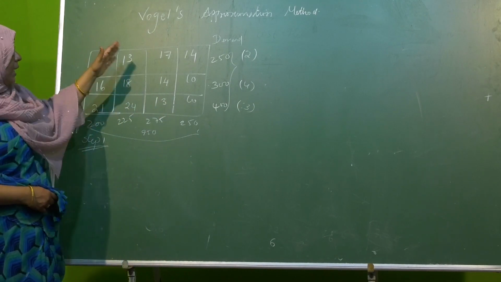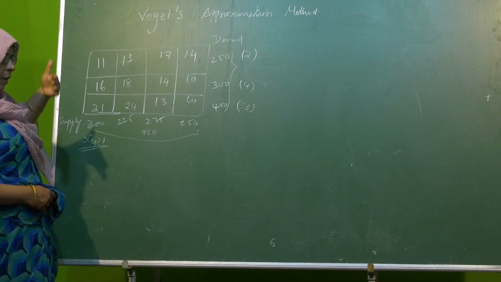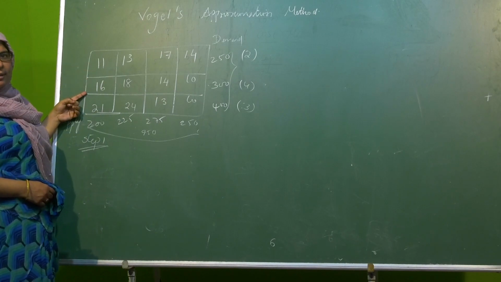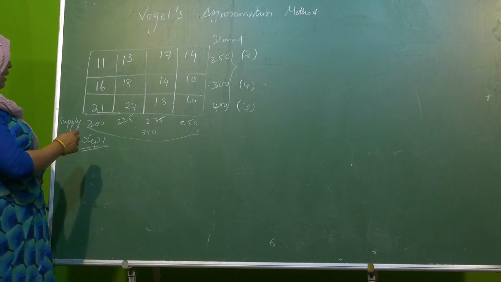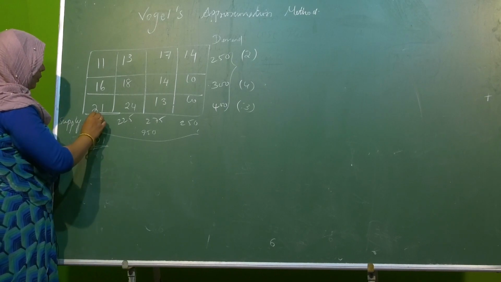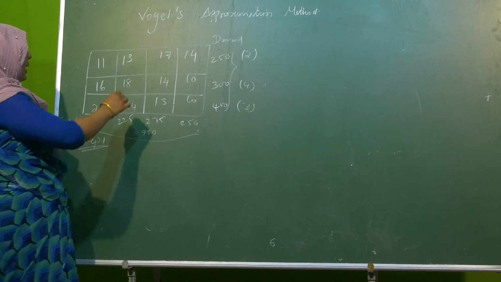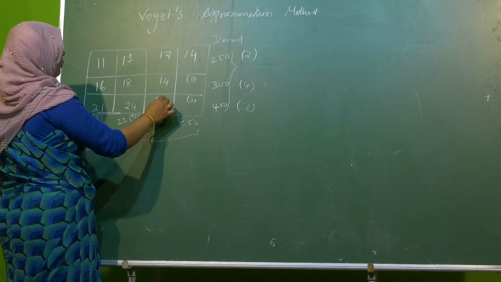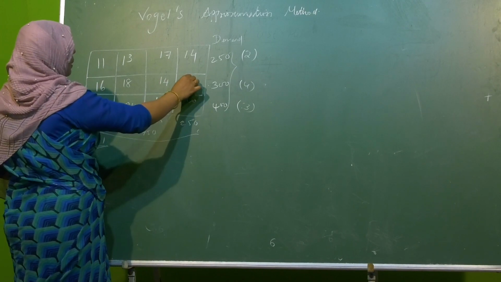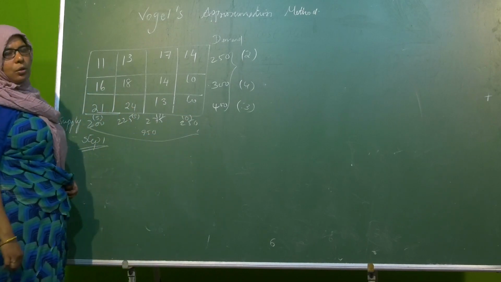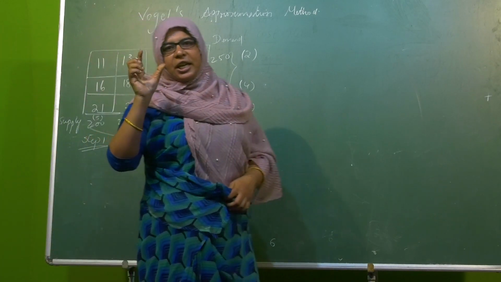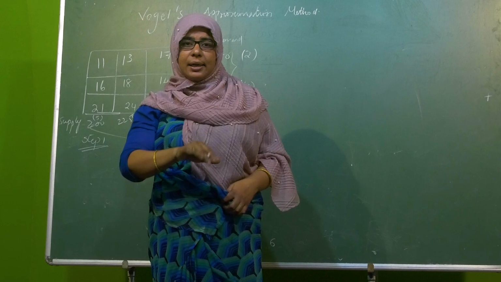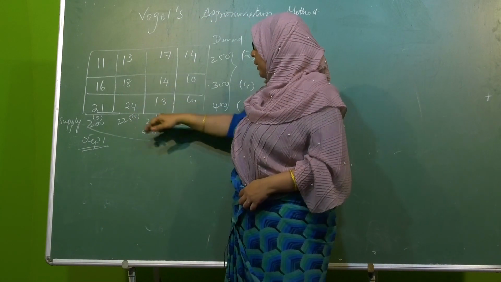Like what we did in the rows, we do the same in the columns. 11 is the least, the next least is 16. The difference, 16 minus 11, is 5. 18 minus 13, 5. 14 minus 13, 1. 10 minus 10, 0. So, in each row and each column, we find the difference between the least number and the next least number. So, step 1 is done.